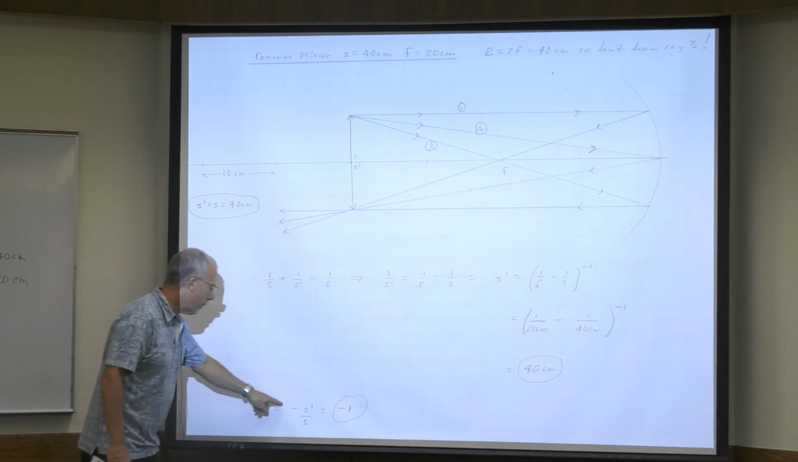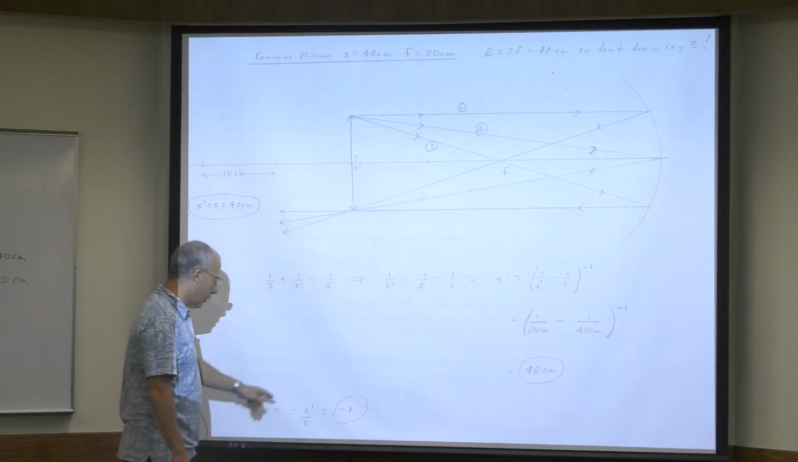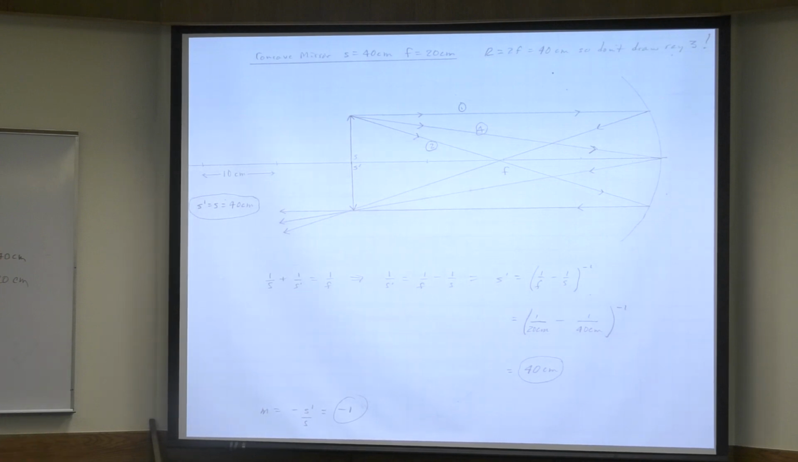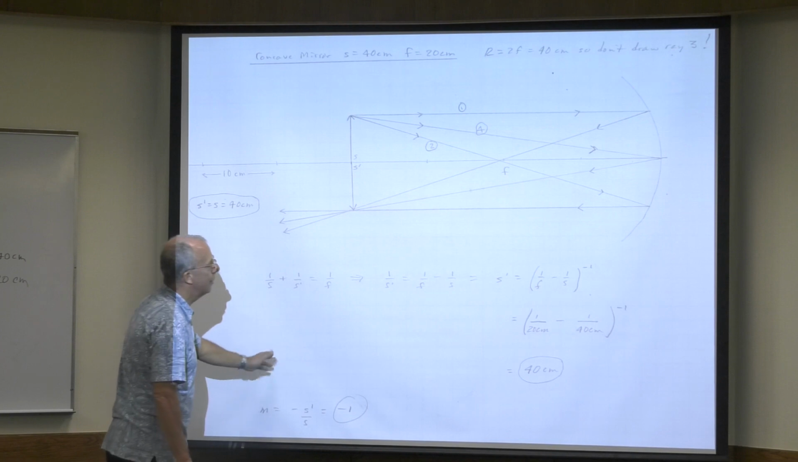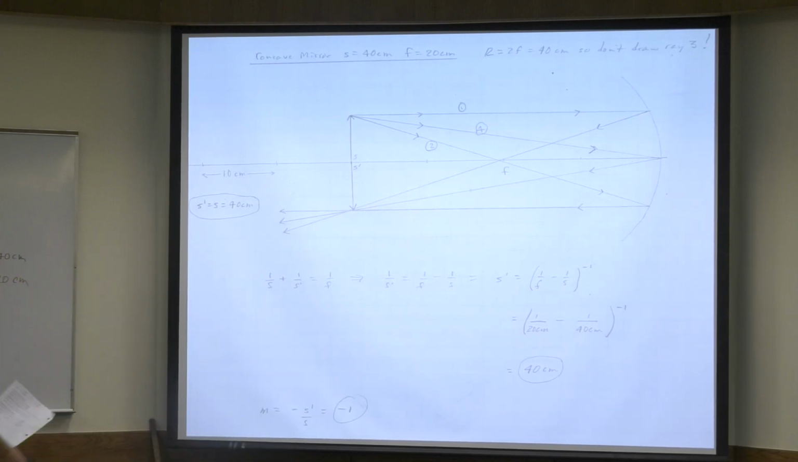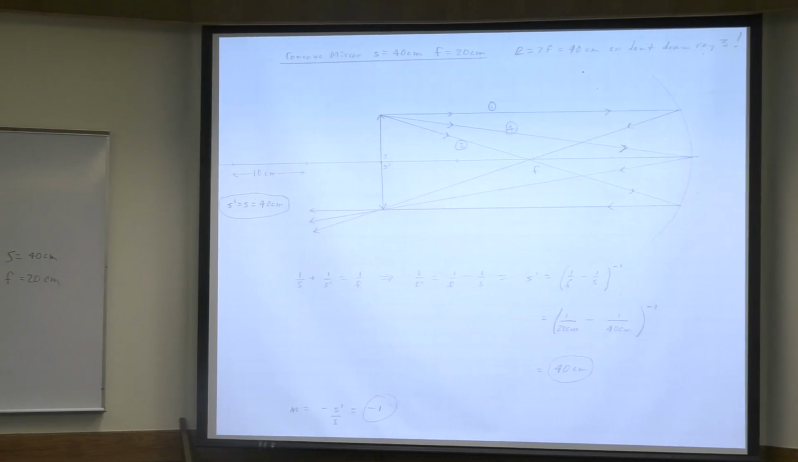And the magnification is minus S prime over S. So it's minus 40 over 40, which is -1. So what do you know? So the ray tracing, we nailed it, right? We nailed it. That's pretty good. So you can do that if you're really careful with graph paper. Okay, let's do another one.